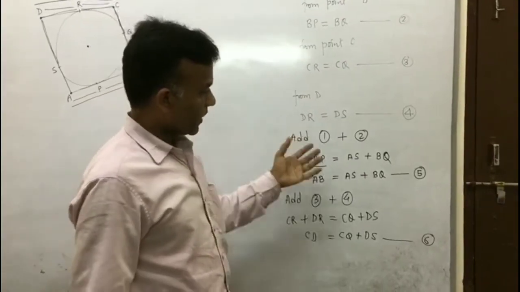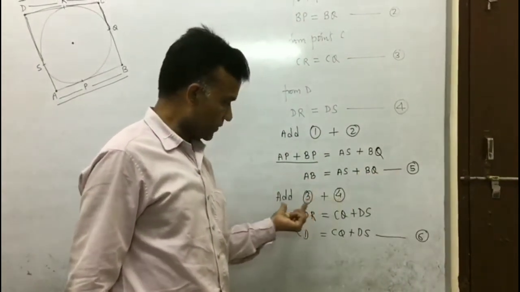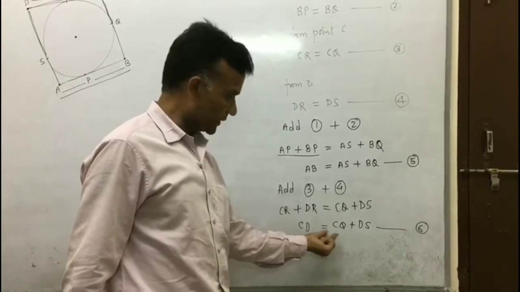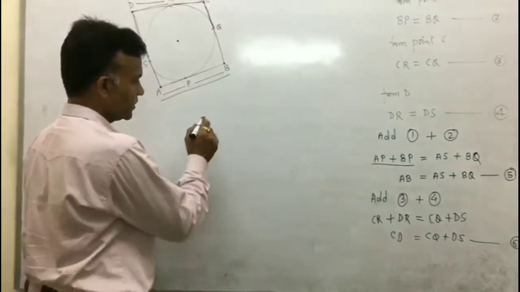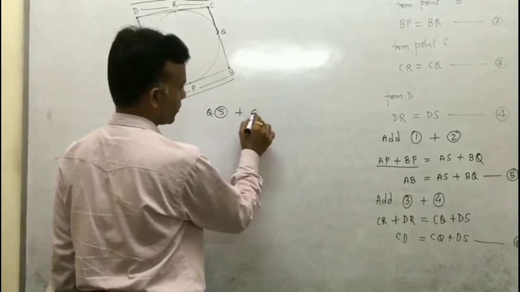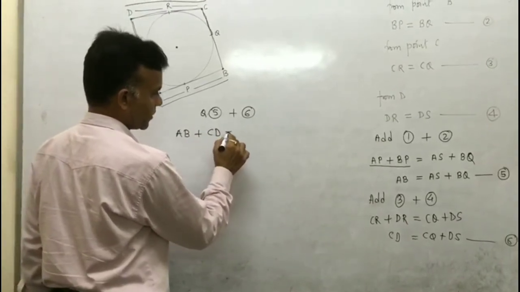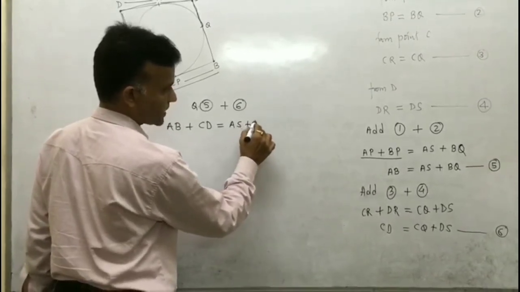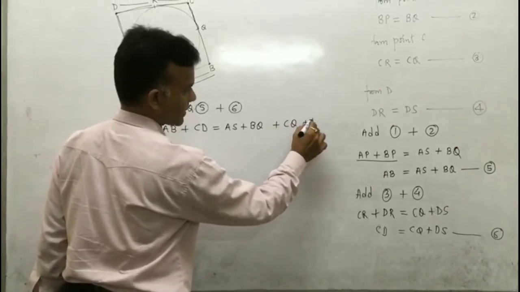Then we form equation 1 plus 2, so we have AB equal to AS plus BQ, which we call equation 5. Similarly, we add equations 3 and 4, CR plus DR. CR plus DR makes CD, and CQ plus DS is remaining. That is equation 6. Now add equations 5 and 6, then AB plus CD equals AS plus BQ plus CQ plus DS.